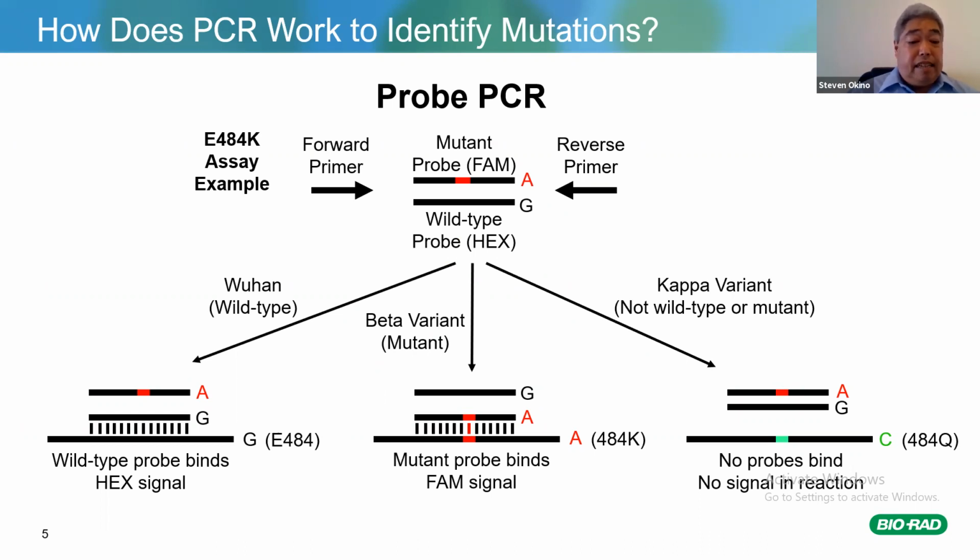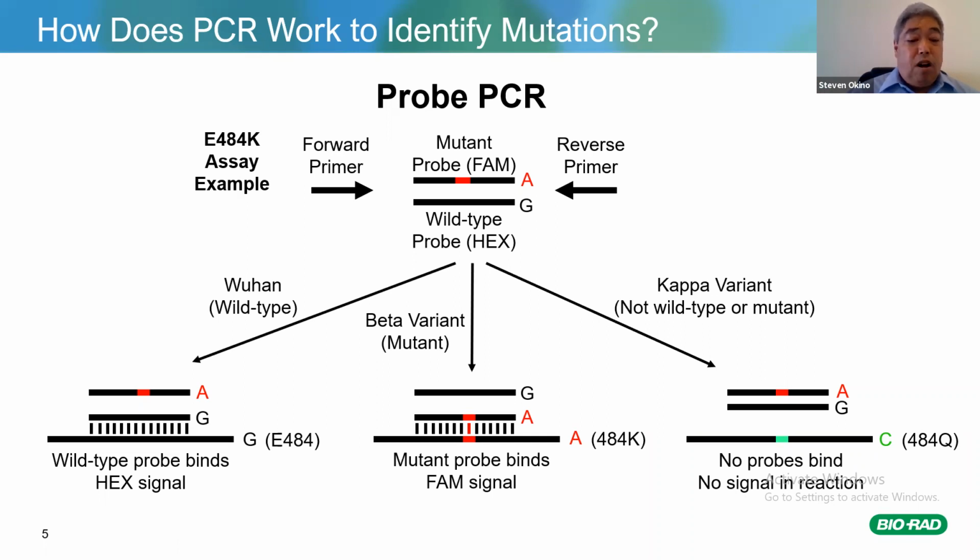Here I'm showing an example, the E484K single mutation assay. What this does is look for a mutation in the 484th codon of the SARS-CoV-2 spike gene, which changes the E, glutamic acid, to a K residue. It turns out that this mutation is very important. It has arisen independently in several variant strains, and it makes the virus better able to resist the immune response.